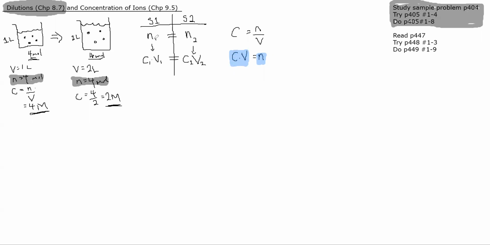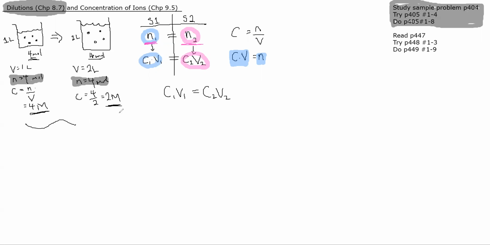So if N1 and N2 are equal, then CV of the first one should also equal CV of the second. And there's your equation for dilutions, because I haven't changed the number of moles, C1V1 must always equal C2V2. You get me? Let's try it.